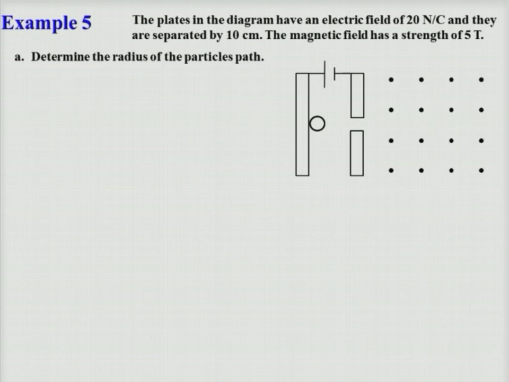Here we have plates in the diagram that have an electric field of 20 newtons per coulomb, and they are separated by 10 centimeters. The magnetic field has a strength of 5 teslas. We're asked to determine the radius of the particle's path.